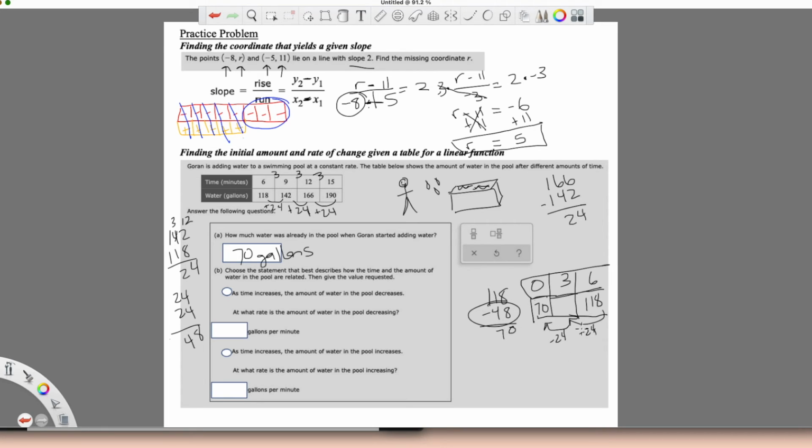I can subtract it all at once by combining them and subtracting 48, or I can subtract them one at a time. So totally up to you. Got a couple methods there. All right, so now we're going to choose the statement that best describes how the time and the amount of water in the pool are related.